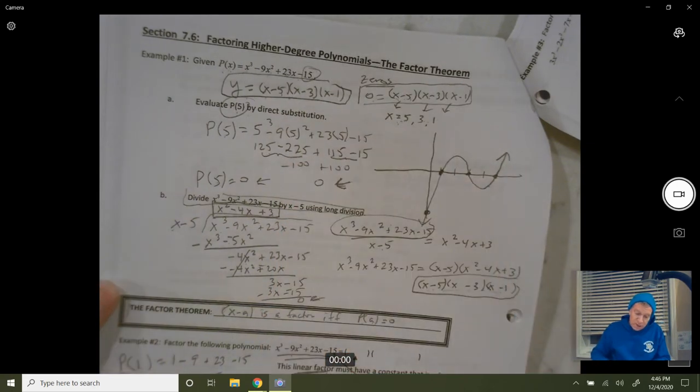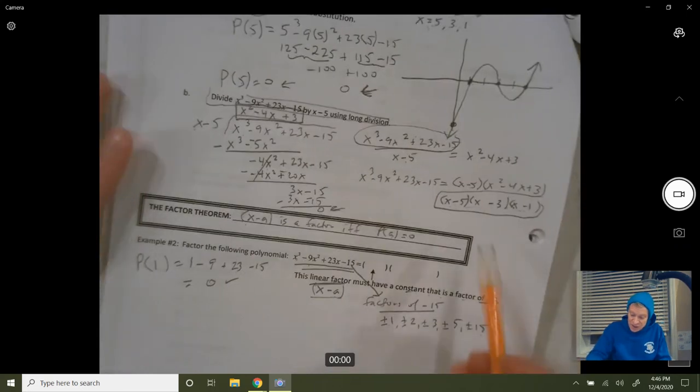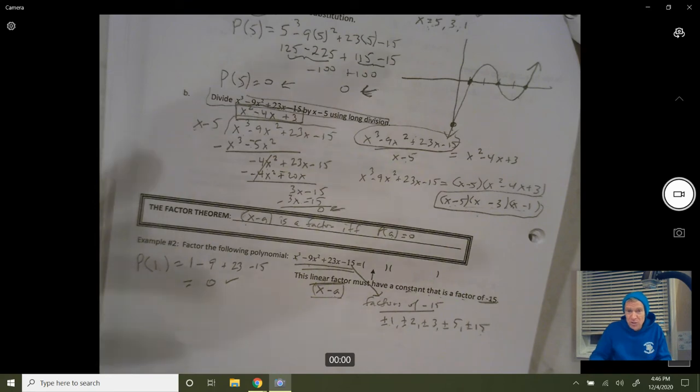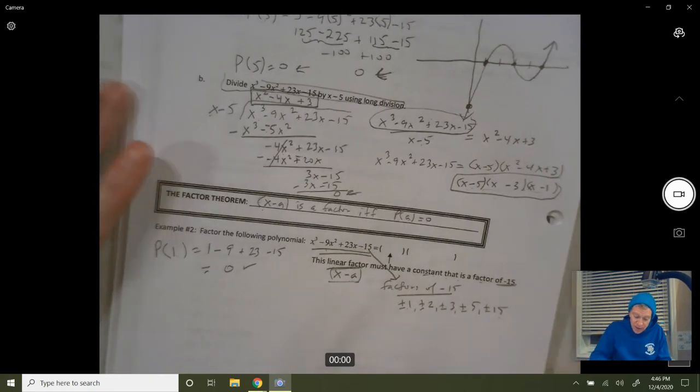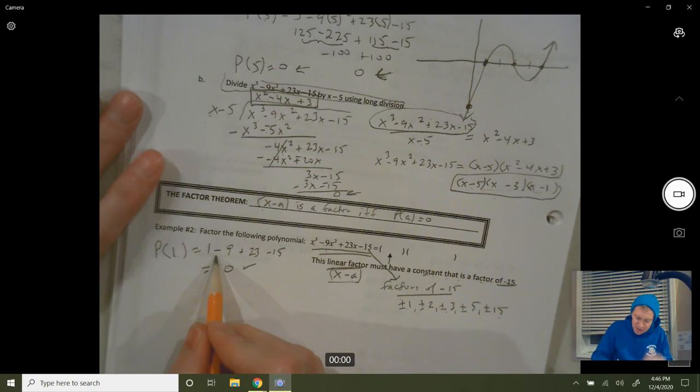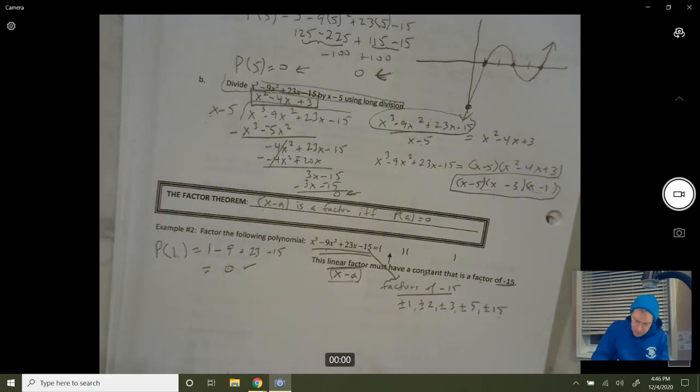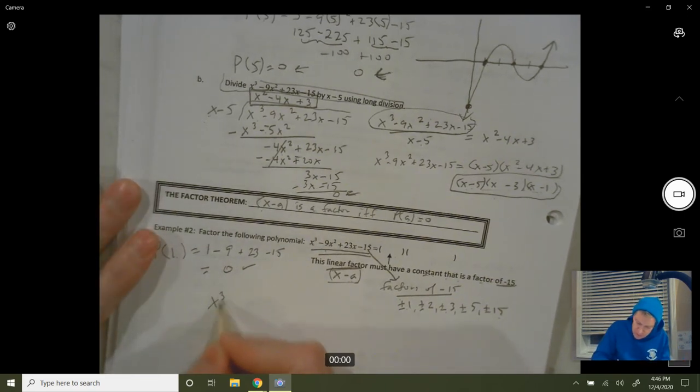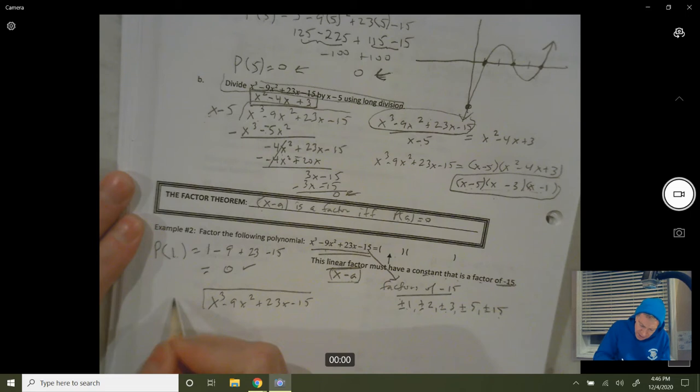We're actually doing the same problem we just did up there. I actually just finished this problem, but we're going to do it from a different approach here. We're not going to use the 5, we're going to use the 1. I wanted to give you an idea of what you do if you don't know any of the factors. So let's take this thing and divide by x minus 1: x cubed minus 9x squared plus 23x minus 15, divided by x minus 1.